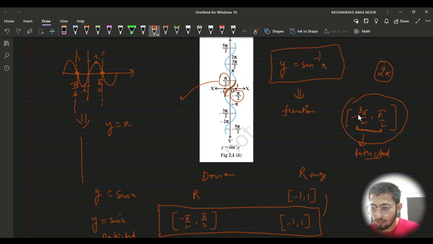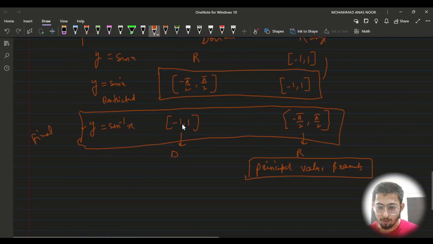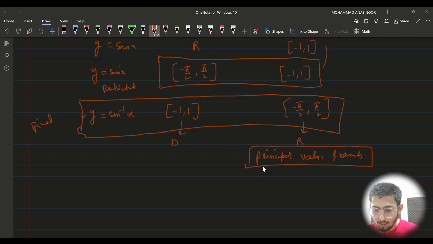You subtract minus 3 pi by 2 from pi by 2, you will get 2 pi. Similarly, if you subtract minus pi by 2 from pi by 2, you will get 2 pi. So that 2 pi is a constant, right? But you can take any of the intervals, it does not matter. But generally what we do is we follow the book's principle. That is why he called it a principal value branch, and we should assume it as such. We should not do whatever we want.